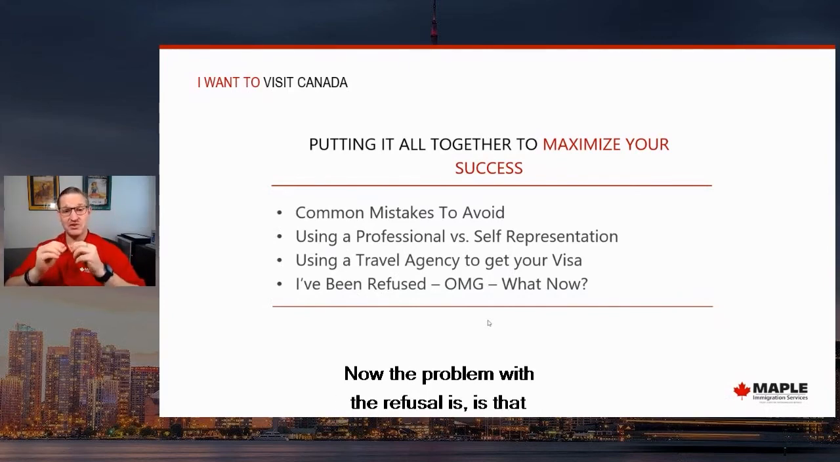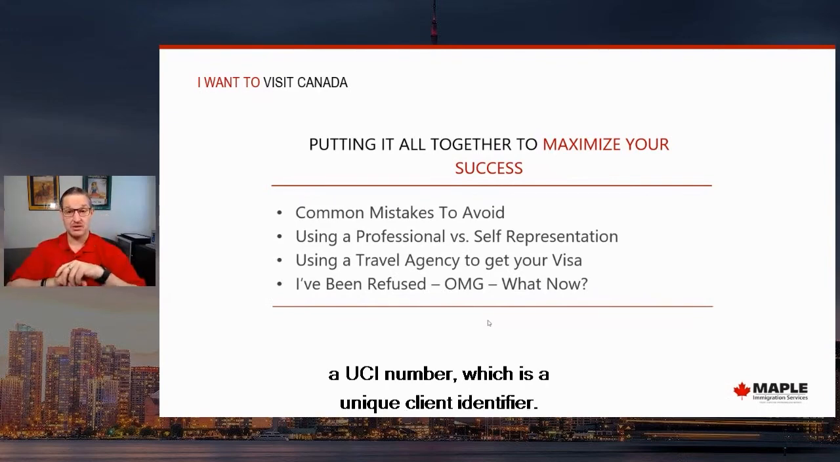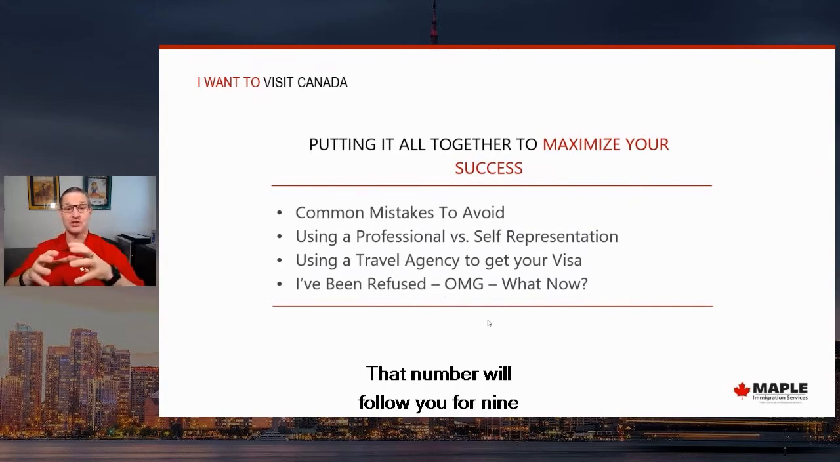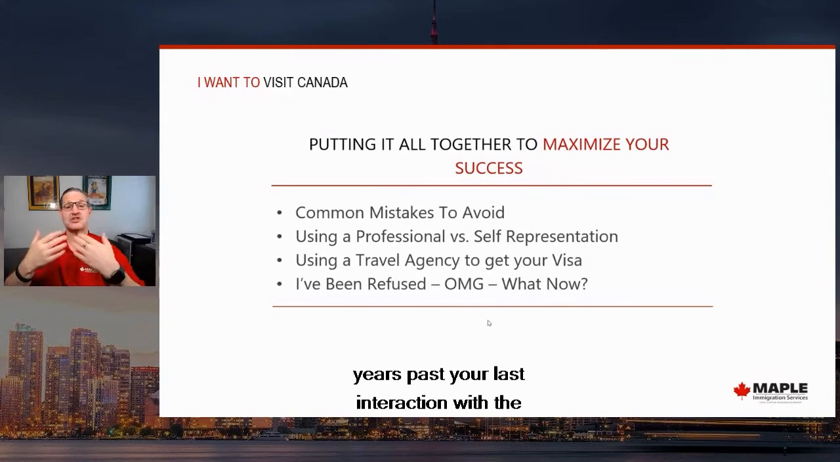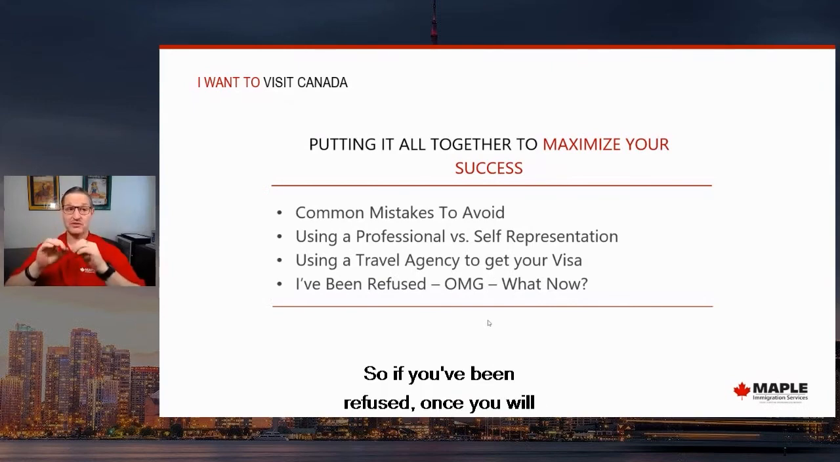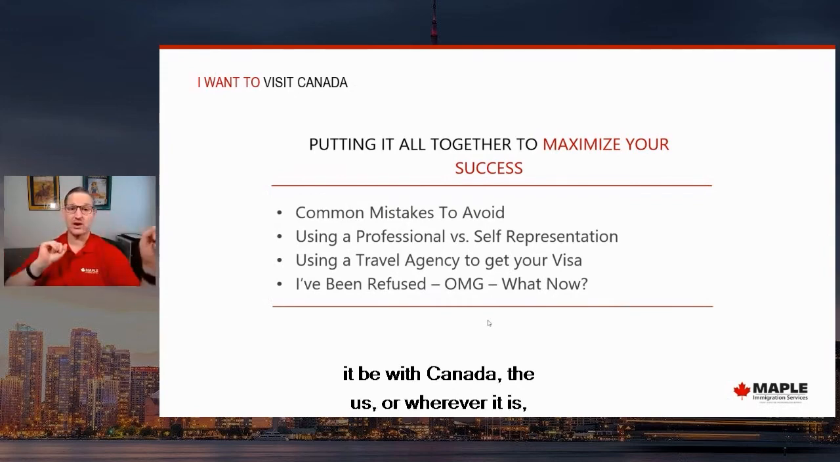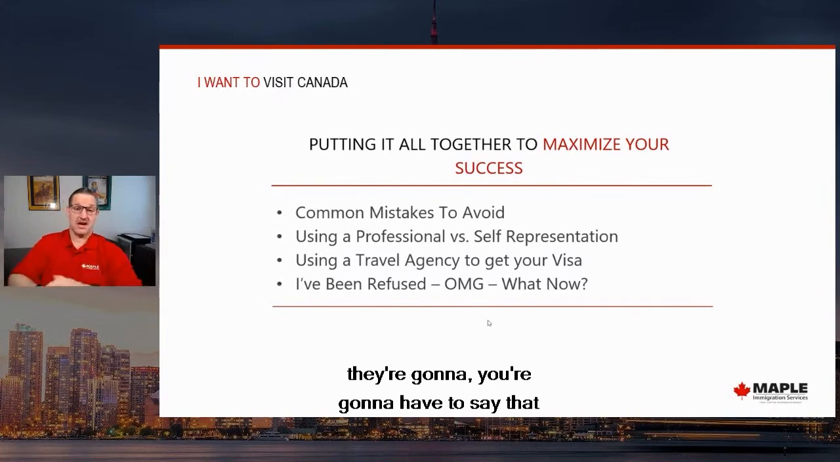Now, the problem with a refusal is that once you are in the system, once you've made an application, you're given something called a UCI number, which is a unique client identifier. That number will follow you for 9 years past your last interaction with the immigration department. So if you've been refused once, you will always have to say on any immigration document that you've been refused, whether it be with Canada, the US, or wherever it is.